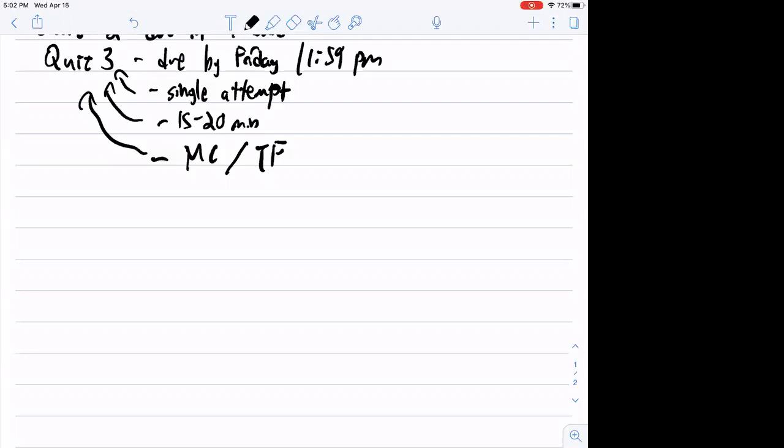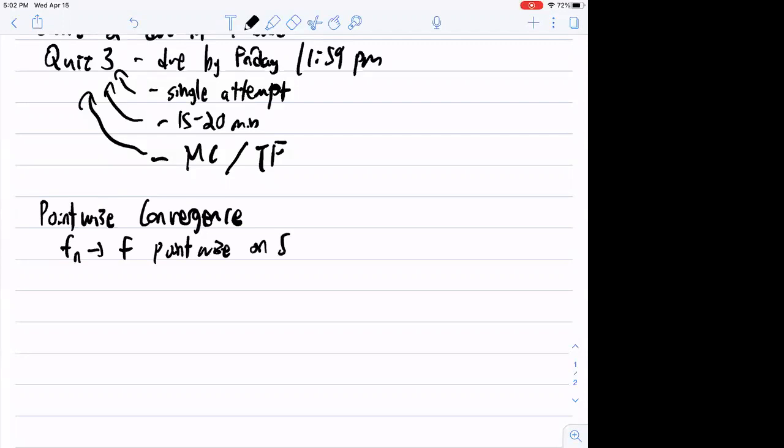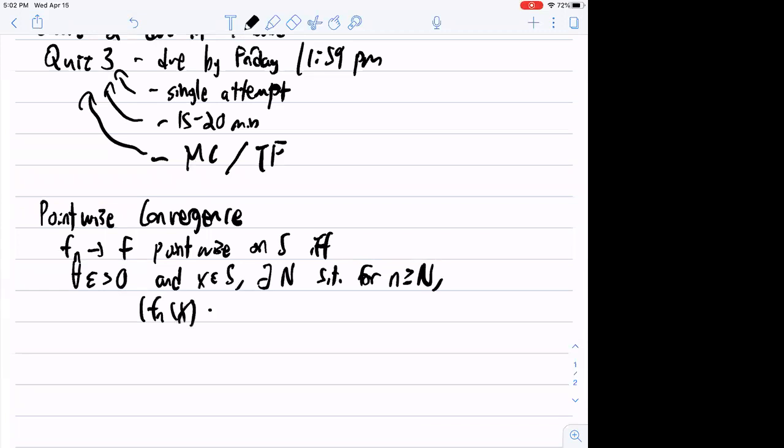Okay, so let's go over pointwise and uniform convergence. Pointwise convergence: Fn goes to F pointwise on S if and only if for all epsilon greater than 0 and x in S there exists N such that for n greater than or equal to N, |Fn(x) - F(x)| is less than epsilon. So here, N depends on epsilon and x, right? If my x changes, my N could possibly change.